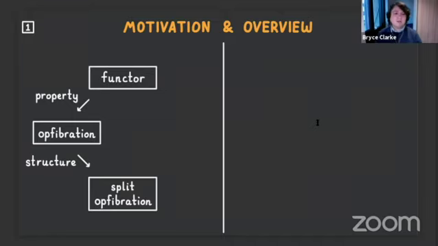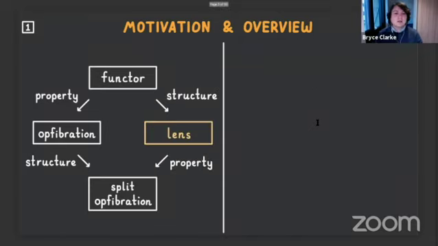Now, this path from a functor, adding some property and then adding some unique structure, didn't necessarily have to go this way. We could have chosen a different path. What we could have done instead is first start with our functor, add some additional structure which describes this splitting-like thing, and then ask that this extra structure have the property of being a split op fibration. And so if we do this kind of factorization, we get what's called a lens.